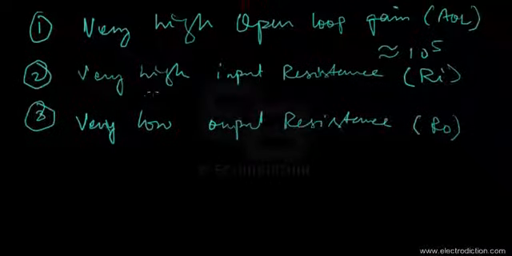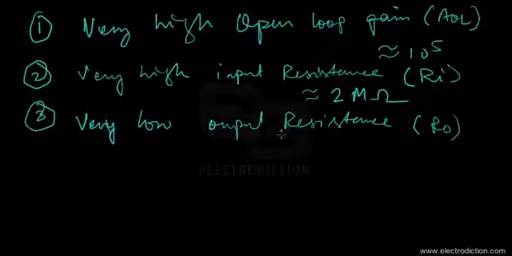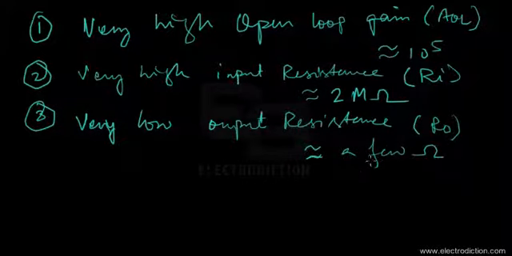The input resistance of the MUA741 IC is of the order of about 2 mega ohms. The very low output resistance of this IC is not known to me, I don't remember its exact value, but it's of the order of a few ohms. It lies in the ohms range, so I think that's not going to be a very big problem.